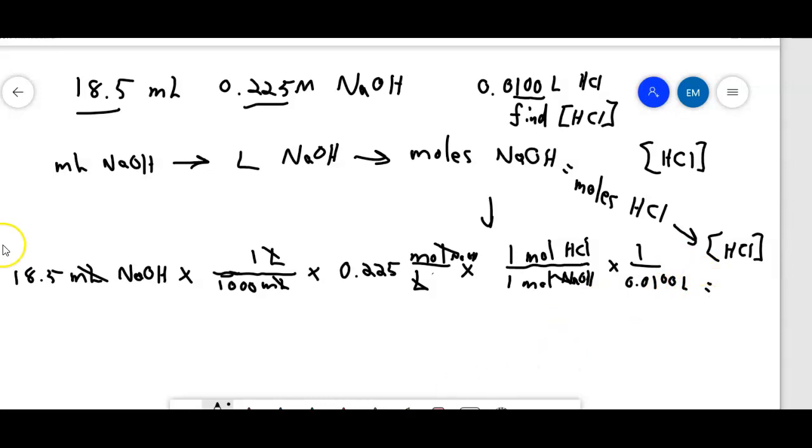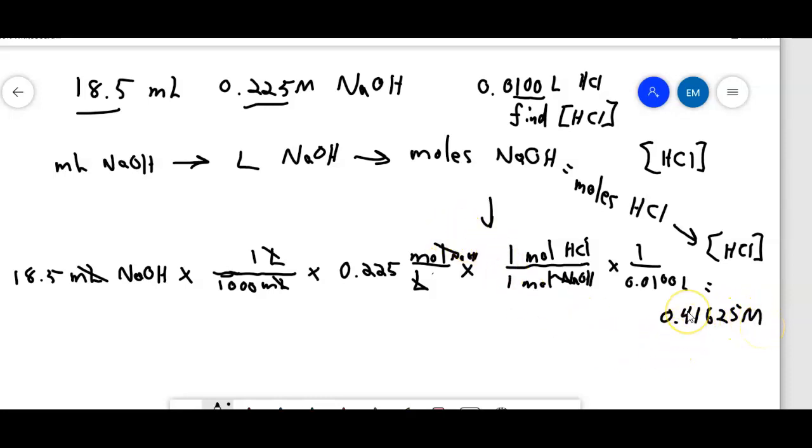Okay, you run the numbers, you go through all this, you're going to have 18.5 divided by 1,000 times 0.225 divided by 0.01. Remember, you've got moles here, and you've got however many moles this is per 100th of a liter. So what you end up with when you do the calculation on your calculator is 41625, and that's the concentration there.